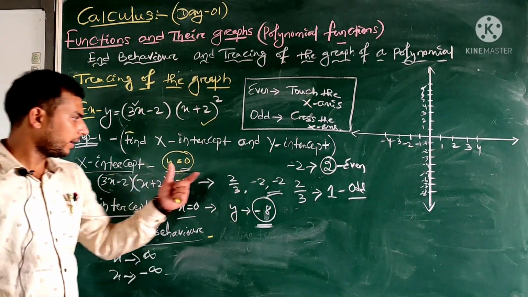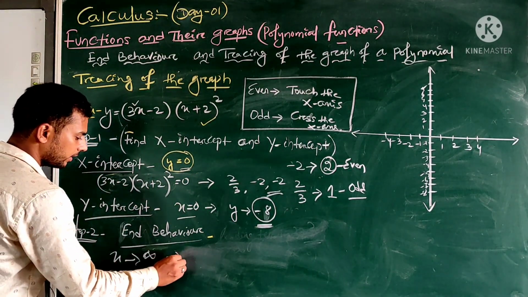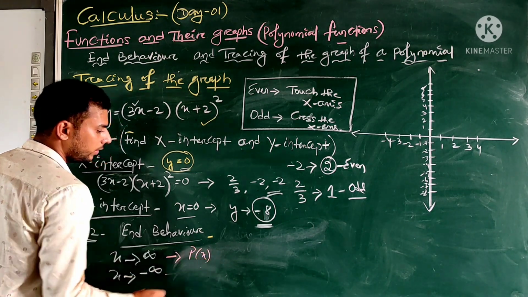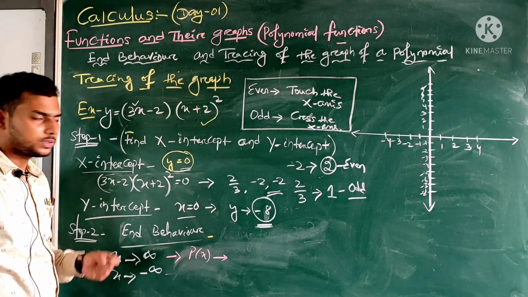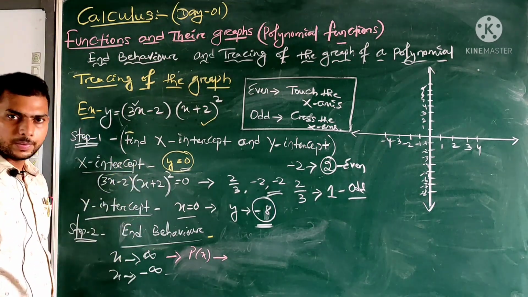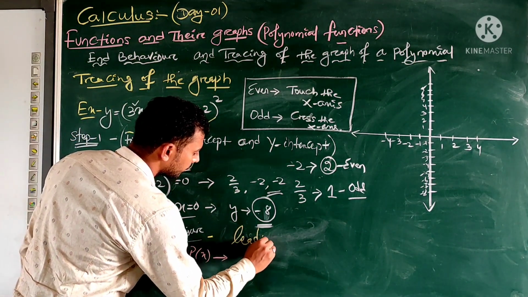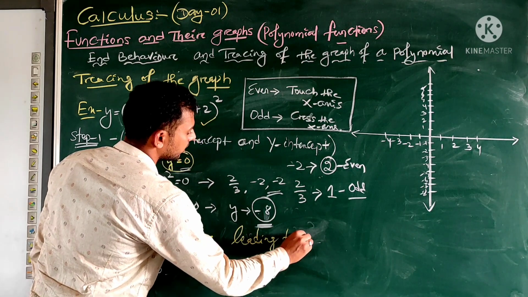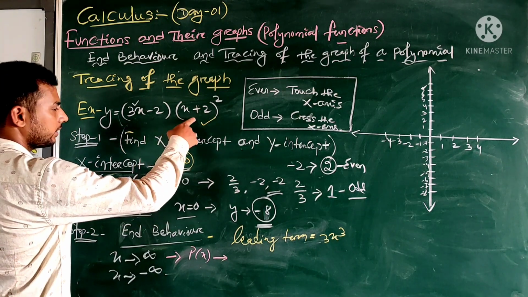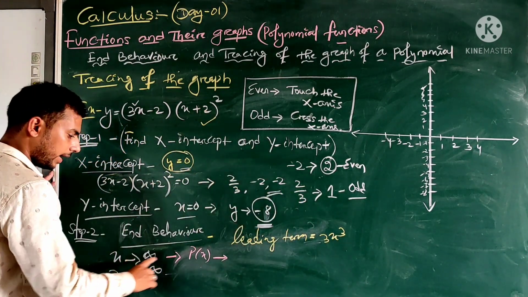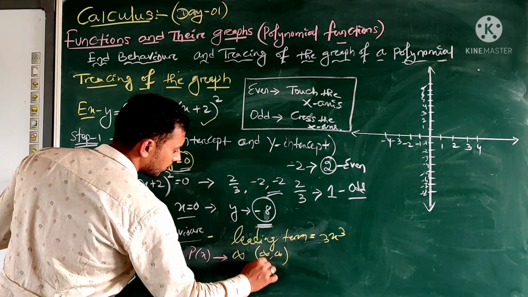So after finding the x-intercept and the y-intercept, we will proceed to the end behavior. If x tends to infinity, then what p of x tends to depends upon the leading term. Let us find the leading term right here. So what is the leading term? Here the leading term is 3x cube, because here it is 3x, here it is x square. Now if x tends to infinity, p of x tends to infinity. So infinity, infinity is one of the end behaviors.